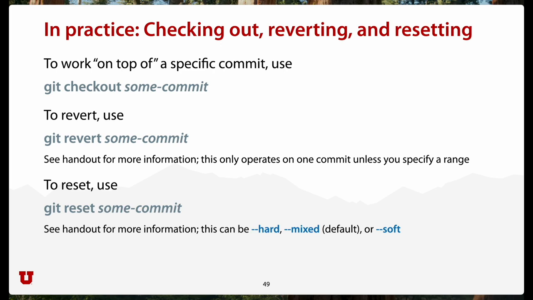Reverting, again, you use git revert and then the commit, and this only operates on one commit, as I mentioned earlier, unless you specify a range. To reset, the command is git reset, and this has a few different options which are detailed in the handout. These options just refer to whether the information in your working tree and in your index is kept during the reset.